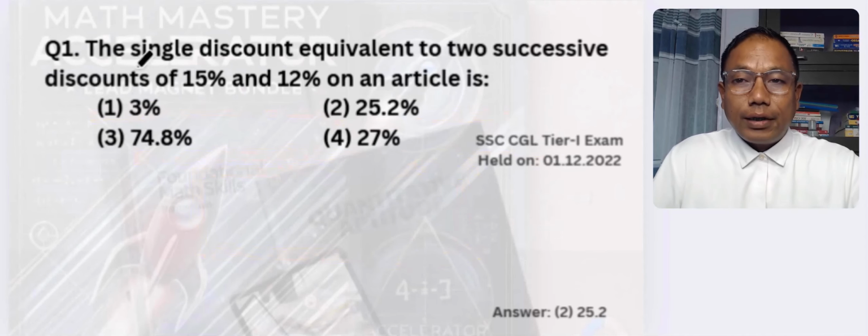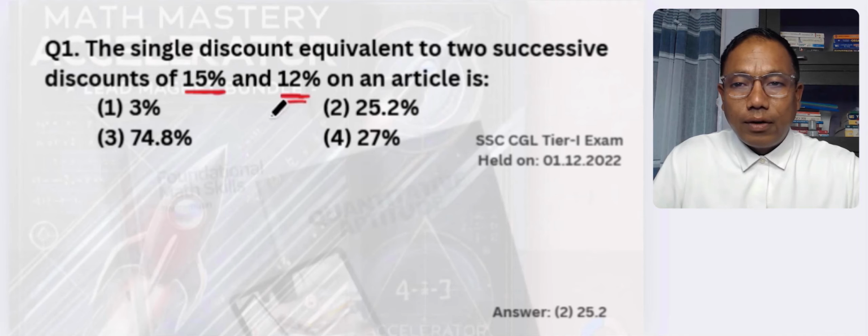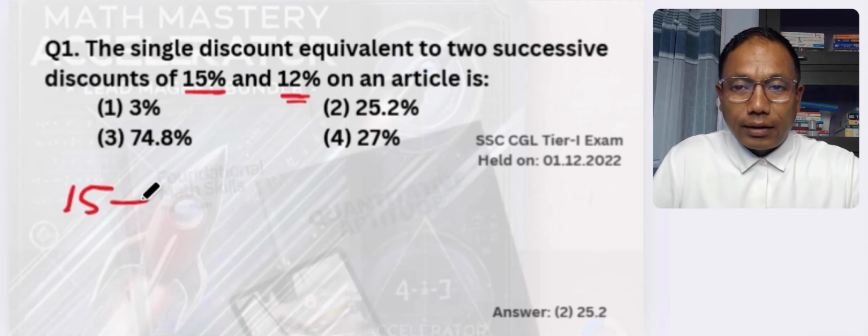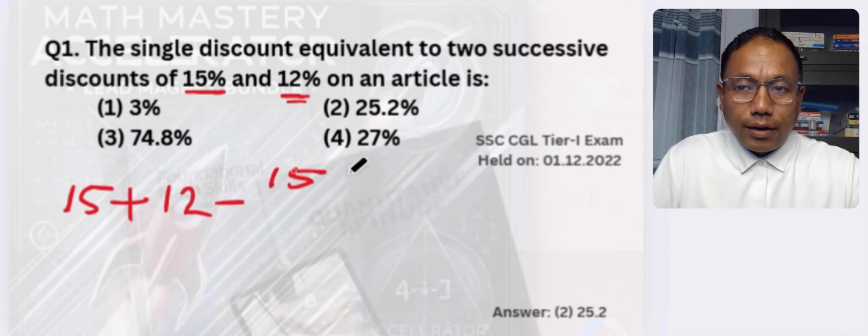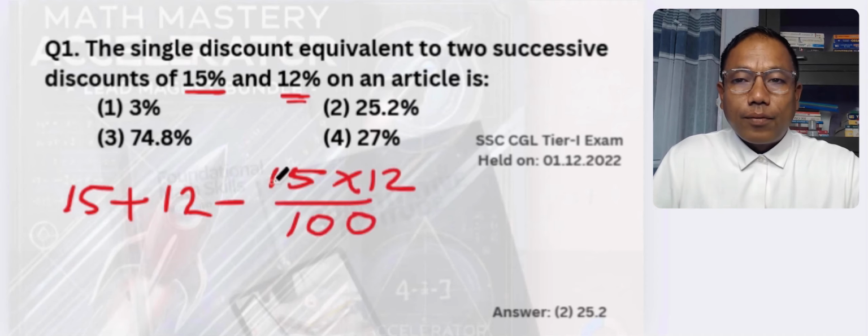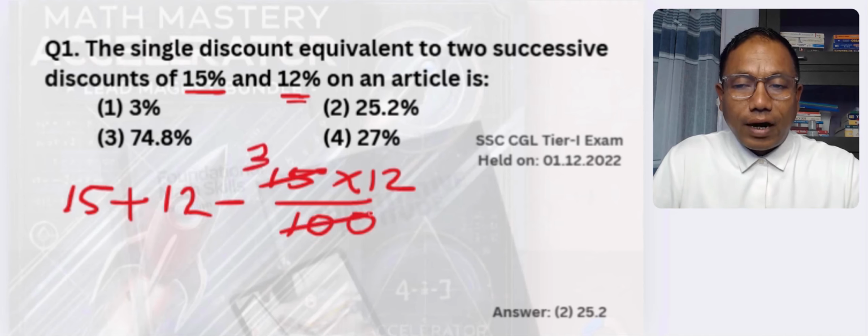First question: the single discount equivalent to two successive discounts of 15% and 12% on an article is. Here X is 15, here Y is 12. Apply this formula: X plus Y, that is 15 plus 12 minus 15 into 12 by 100. Here we can cancel with 3. 5 3s are 15. 5 2s are 10. Cancel with 2. 2 10s are 20. 2 6s are 12.